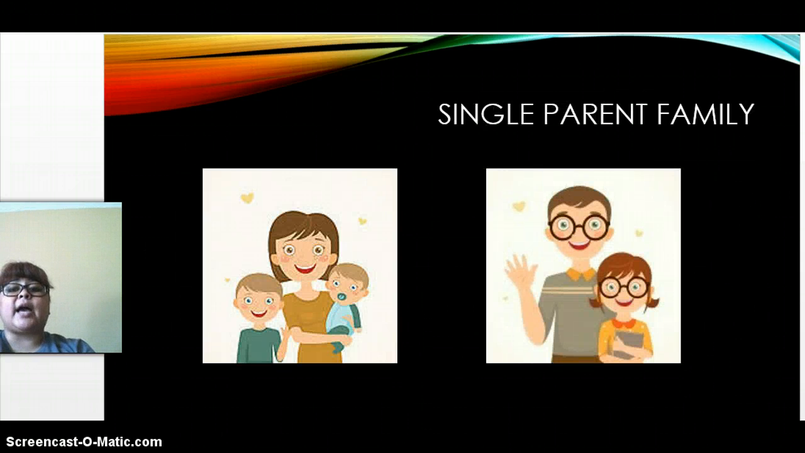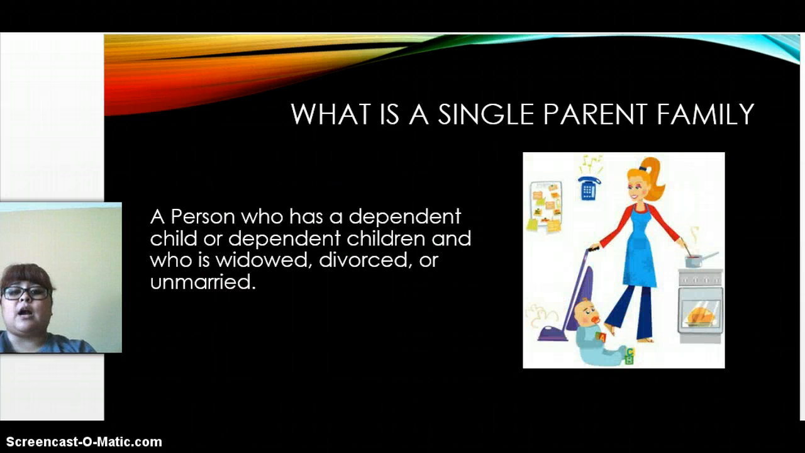Finally, we'll take a look at single parent families. What is a single parent family? Well, a single parent family is a person who has a dependent child or dependent children and who is widowed, divorced, or unmarried.